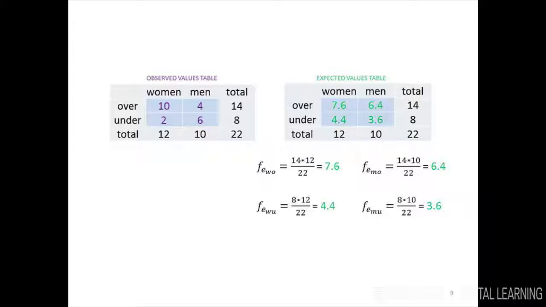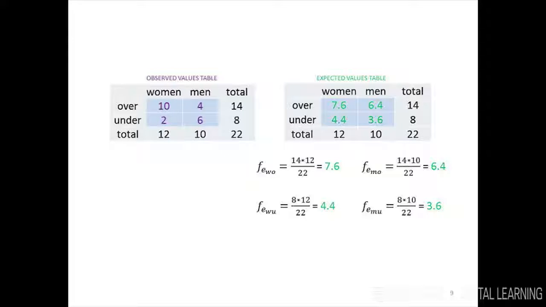Okay, so we get to these numbers using the FE formula, the expected frequency formula that I showed you on the previous page. I've already worked these out for us so that you can follow along with me and see how I'm doing this. Follow my logic. We're going to start with the first one in the upper left, the FE, the expected frequency for WO, and that's shortcut for women over. So in the 2 by 2 table inside of the expected values table, you see women over, right? That top left cell is what we're working on here.